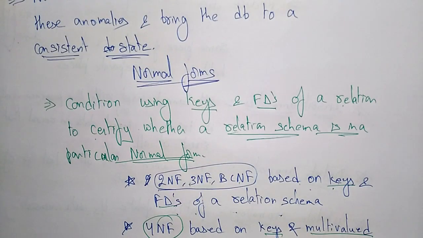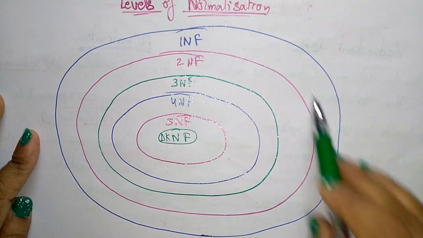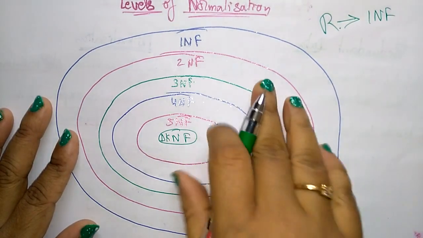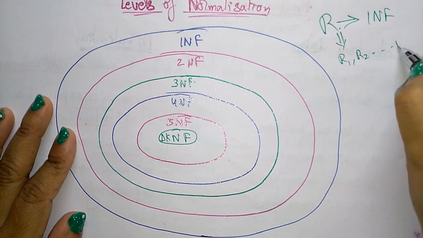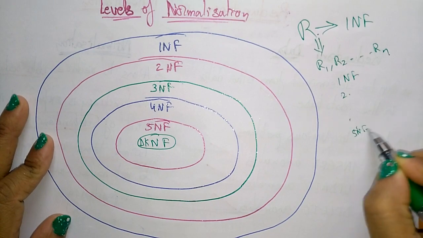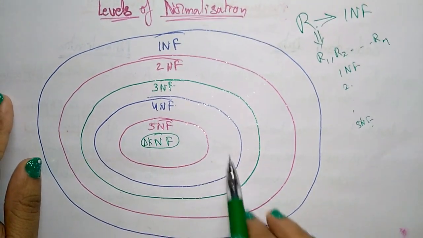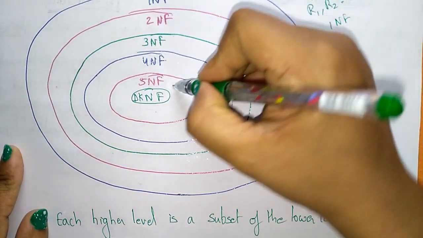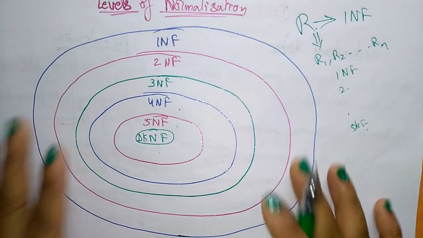Here you can see the levels of normalization. First, this is the first normal form. Whatever table we are given as a relation, first it should follow the first normal form. This table can be decomposed using 1NF, 2NF, up to 5NF or DKNF. So this is the first level and this is the second level: 2NF, 3NF, 4NF, 5NF, DKNF. Each level is a subset of the lower level. So these are the levels of normalization.